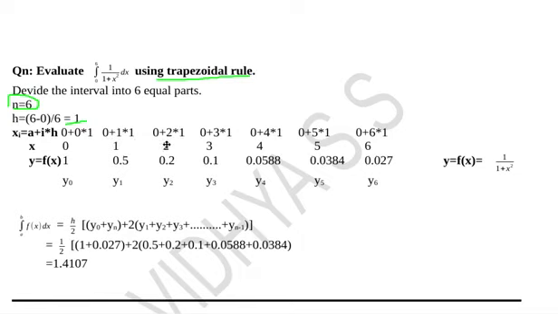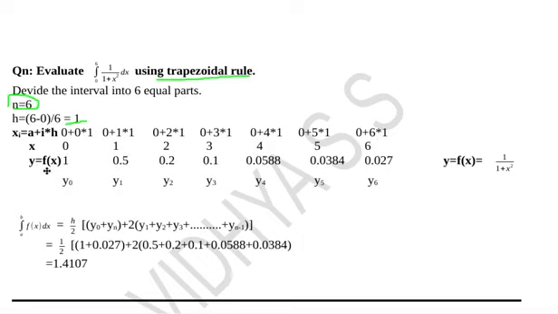Next I need to find x2, where i is 2. So 0 plus 2 into 1. Next, i is 3, so 0 plus 3 into 1. And up to n, that is 6, I need to find the values of xi, that is x0 to x6. I have found them.